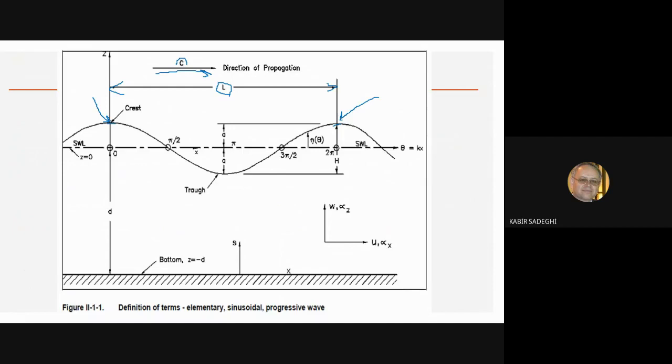And T actually is the time between the same spacing from here to here. Therefore, relating C equals x, which is L here, over t. So we apply this. I hope you understood what is celerity.